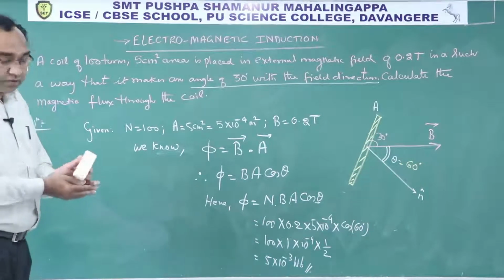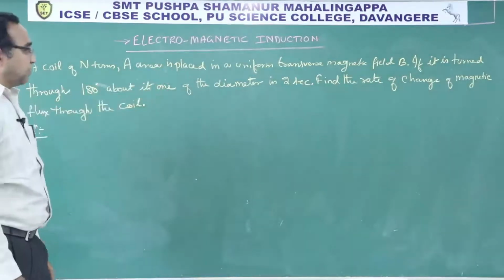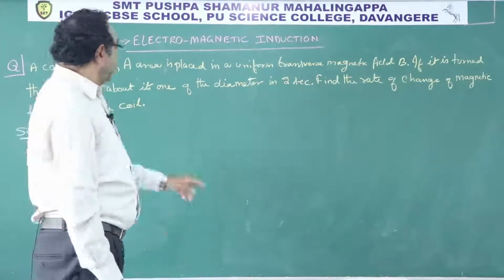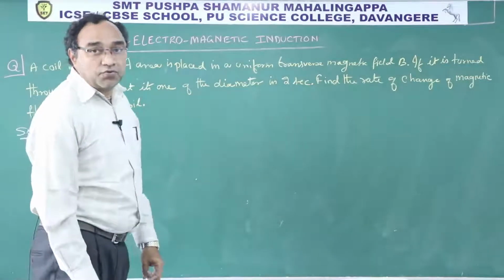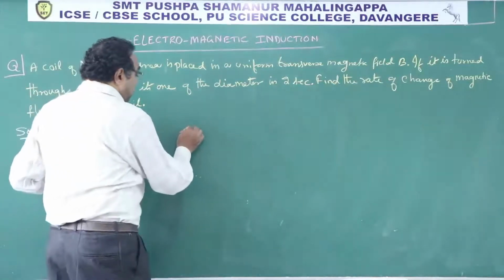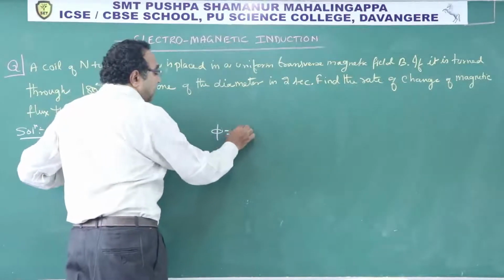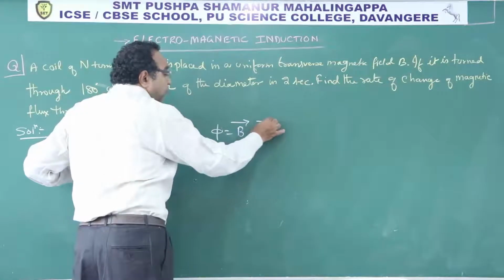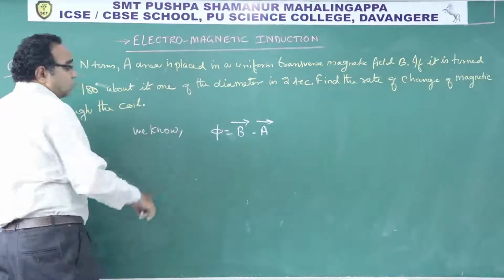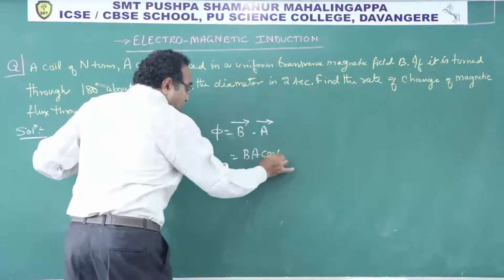Now let us take the next question. The next question is like this. A coil of n turns, area A is placed in a uniform transverse magnetic field B. It is turned through 180 degrees about one of its diameters in 2 seconds. Find the rate of change of magnetic flux through the coil. First of all, we can say magnetic flux phi is B dot A. This is known to us. So this can also be written as BA cos theta.